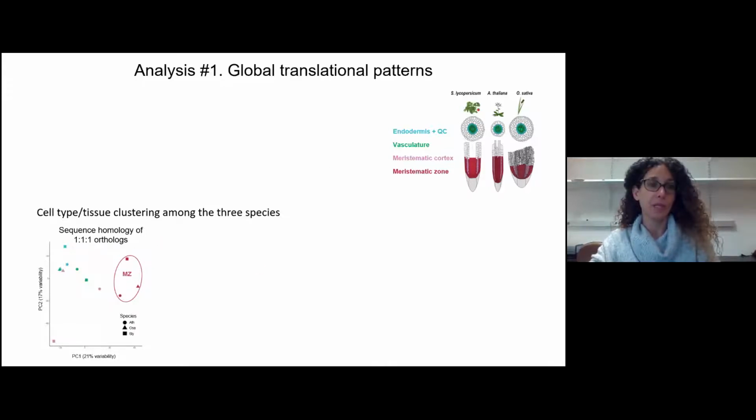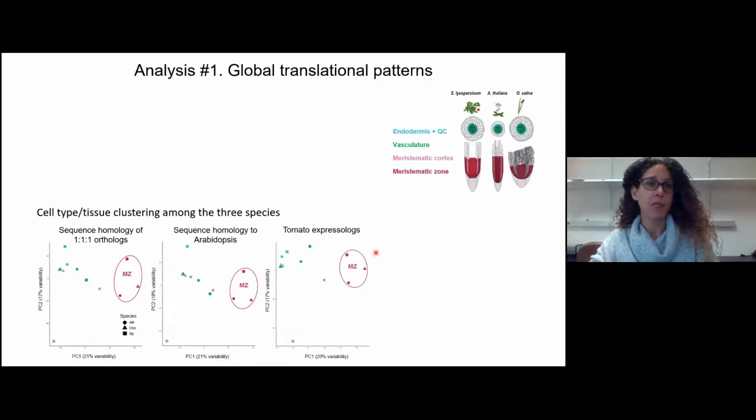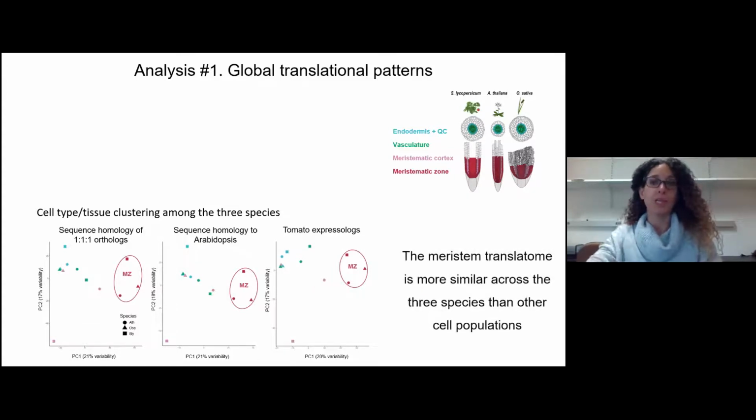cell populations. We also used an additional map that is based on sequence homology to Arabidopsis and found a similar clustering pattern. The third orthology map also showed a similar clustering pattern, and this orthology map is based on sequence homology and expression correlation of published tomato, rice, and Arabidopsis transcriptomes. So each of these three independently derived orthology maps suggests that the meristem translatome is more similar across the three species than the other cell populations.